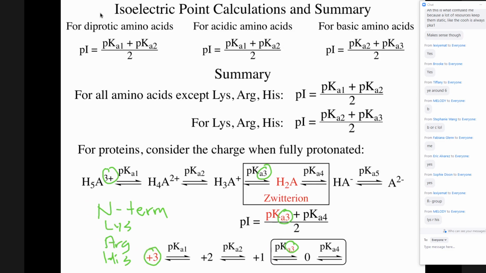So average pKs 3 and 4. +3 means pK3 makes it neutral, pK4 takes it from neutral, so average those two. Okay, so let's see if I can apply this. How many are on board with the trick so far? So far, so okay, that all I care about are Lys, Arg, His.